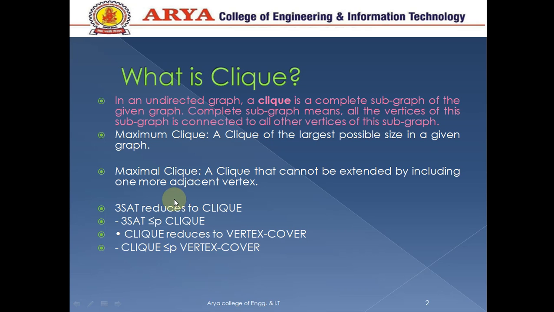Now we have to prove 3SAT reduces to clique. 3SAT reduced to clique means that using the 3SAT problem we can prove that clique is NP-complete. And where do we use the clique problem? The clique is used in the vertex cover problem, so we reduce the clique problem into the vertex cover problem. We can study that in the next lectures. So here we are studying the clique problem.